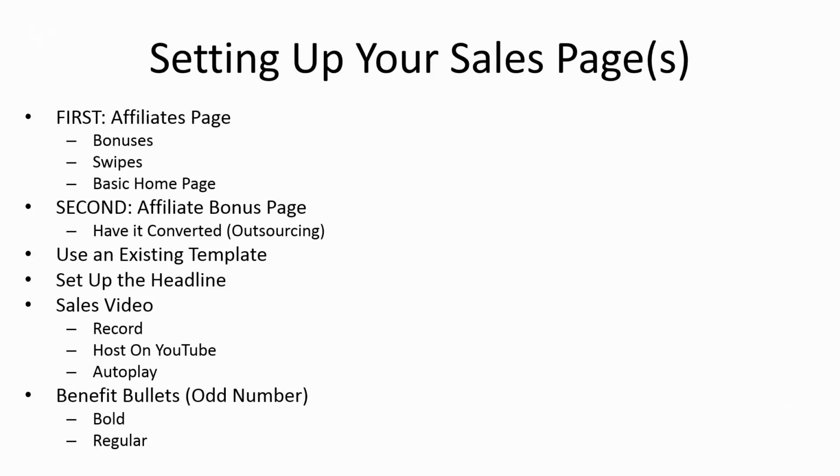So again, with the benefit bullets, you want to have an odd number if possible, and the first one should be bold, and the last one should be bold, right? I'm not entirely sure why that's the case, but it is common practice in sales copy, and I see no reason not to follow it.